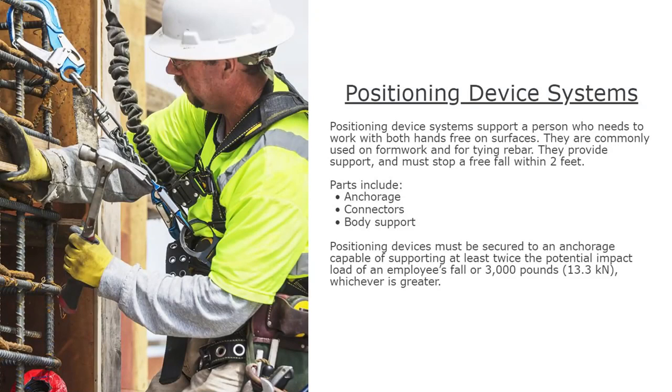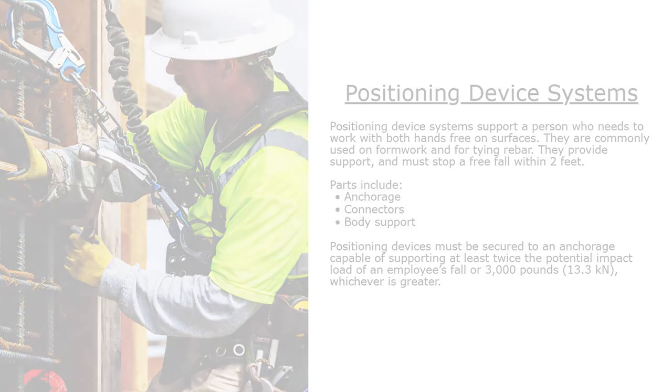Positioning device system. Positioning device systems support a person who needs to work with both hands free on surfaces. They are commonly used on formwork and for tying rebar. They provide support and must stop a free fall within 2 feet. Parts include anchorage, connectors, and body support. Positioning devices must be secured to an anchorage capable of supporting at least twice the potential impact load of an employee's fall, or 3,000 pounds, whichever is greater.